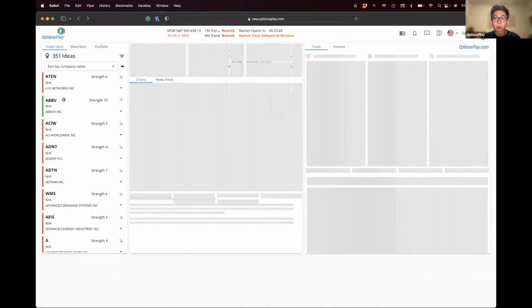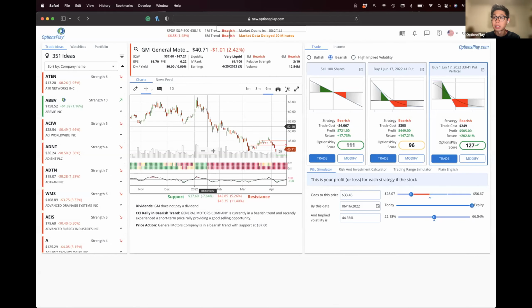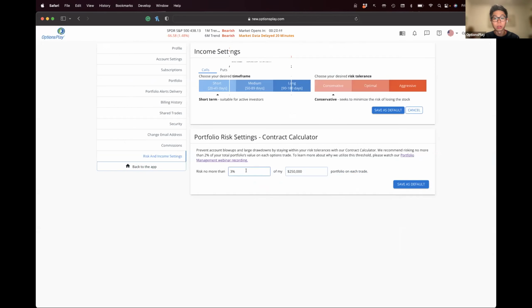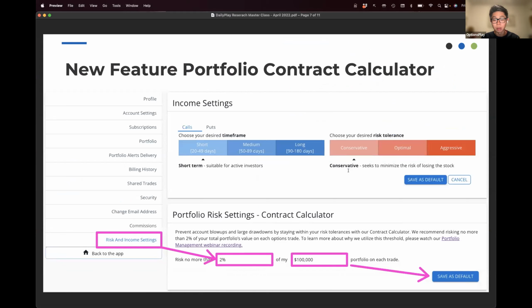So when you go to the risk and investment calculator, you'll be able to enter your default settings. Like I said, we are trading a hypothetical $100,000 portfolio with a 2% rule. So I'm going to switch this back to 2% and $100,000, and we will use that every time we put out DailyPlay research. We will click on the calculate button, use that number, and that's what we communicate to you. But like I said, you can adjust the number of contracts based on your portfolio size using this new feature.